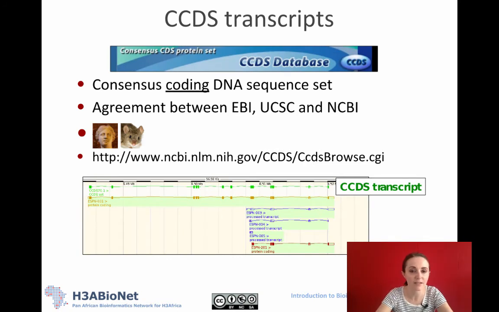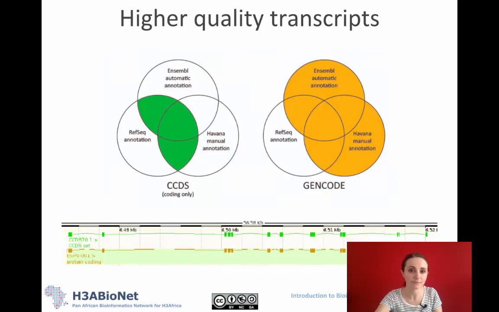CCDS is another kind of agreement on what is high quality. This is the consensus coding DNA sequence set, which is an agreement between us at Ensembl and RefSeq. So wherever the coding regions of our transcripts match up to RefSeq, this then gets verified by our colleagues at UCSC, and things get a CCDS attached. And this is available for human and mouse.